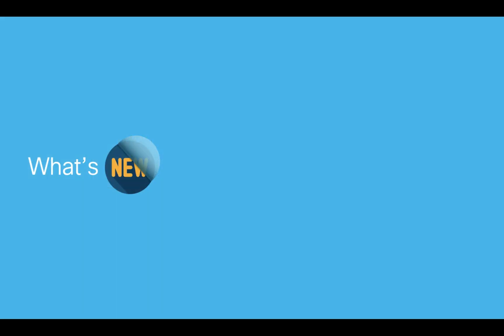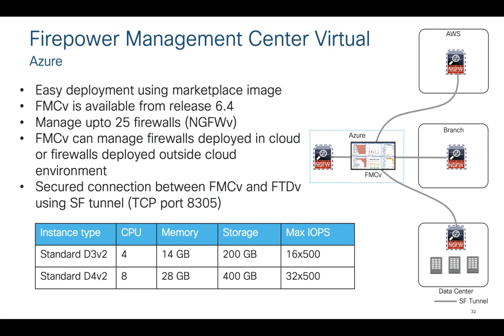Now let's see what is new. I mentioned that in the 6.4 release we have added Firepower Management Center. This image is available in Marketplace. You can deploy 6.4 FMC. You can manage up to 25 firewalls. You can manage your on-premise devices from this.